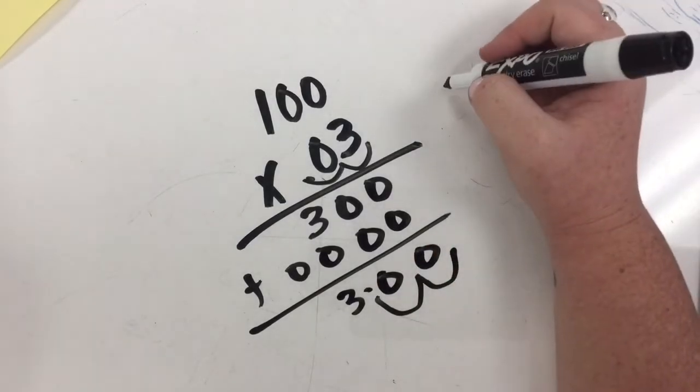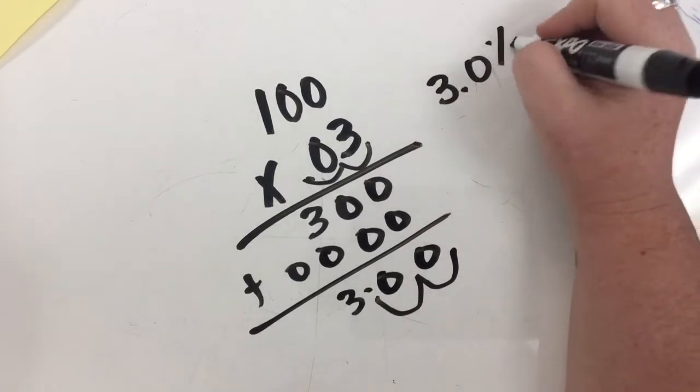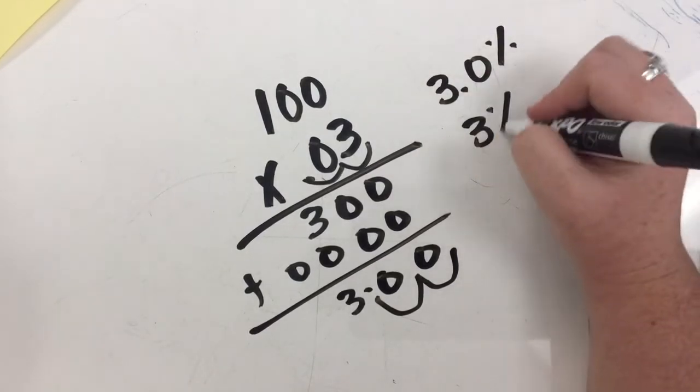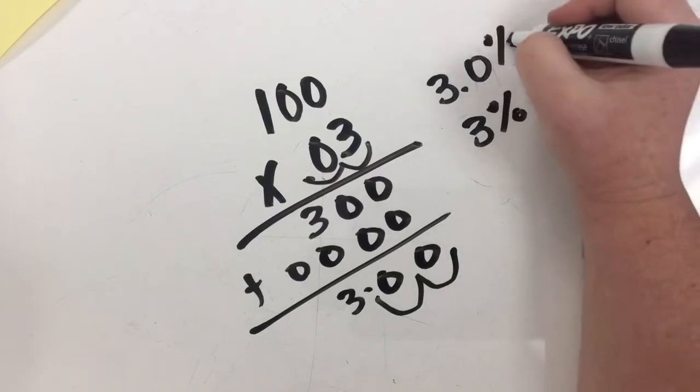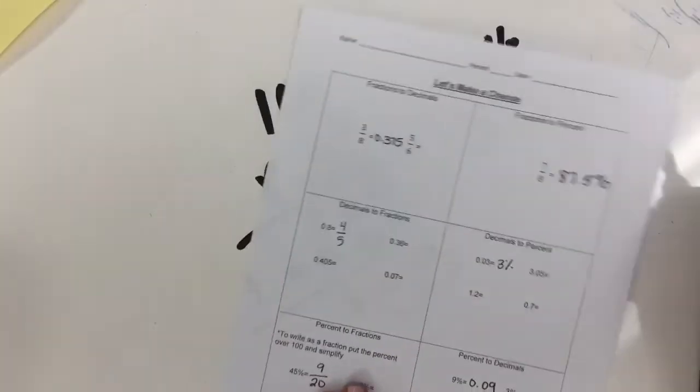So your percent could either be 3.0%, or you can just write 3%. They mean the same thing. You can put either one. I'll take either one. So just like my answer, I have 3%.